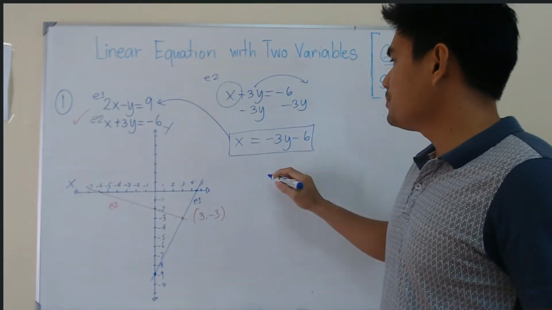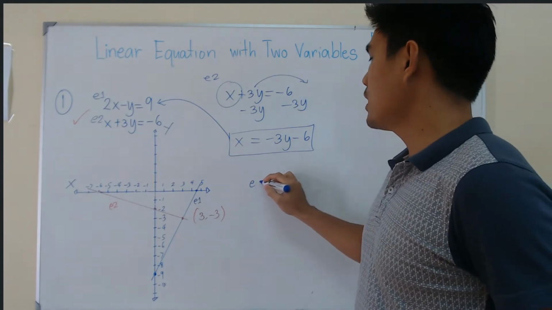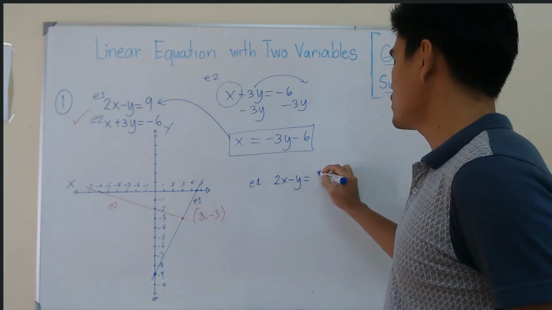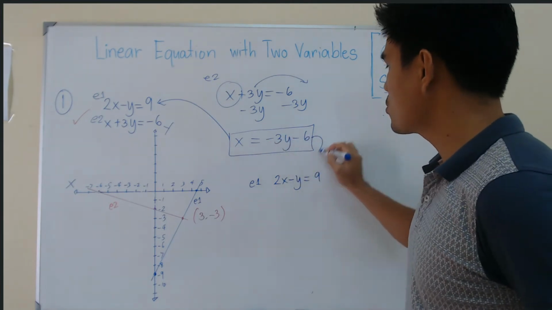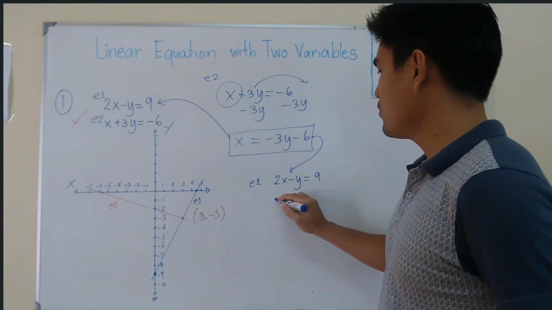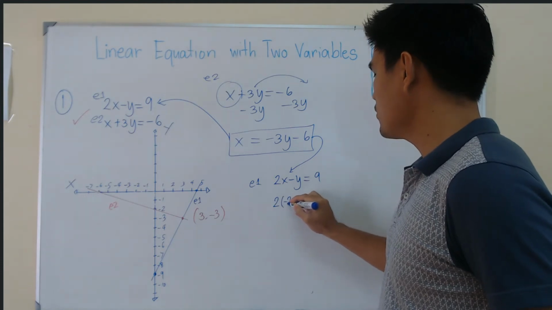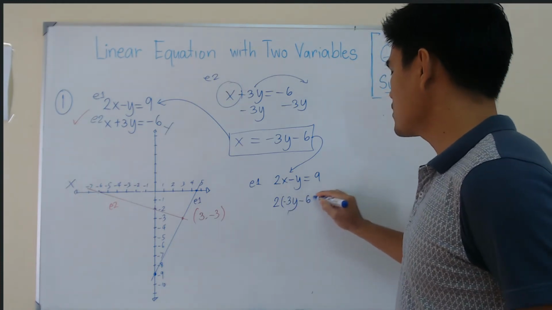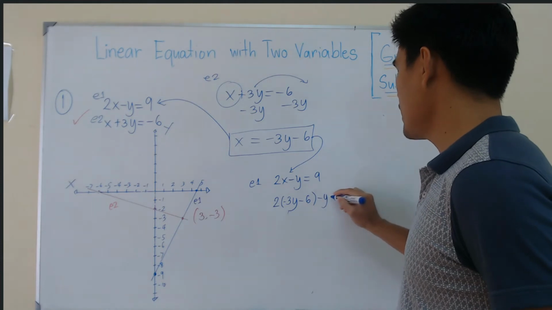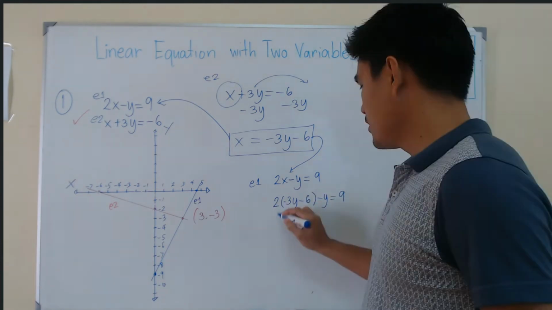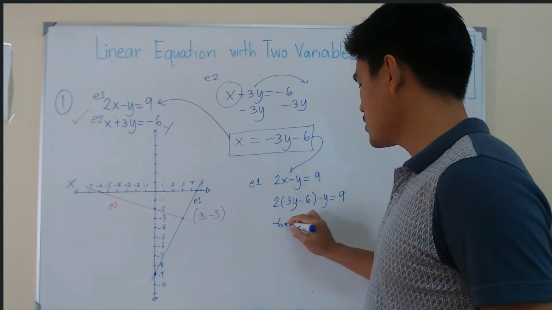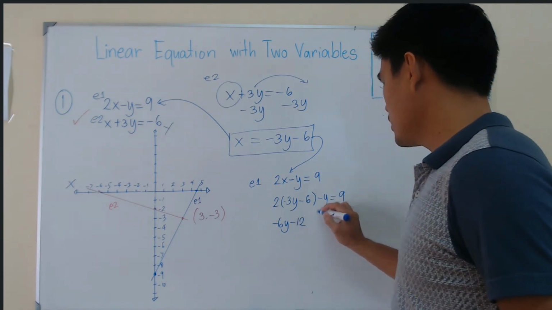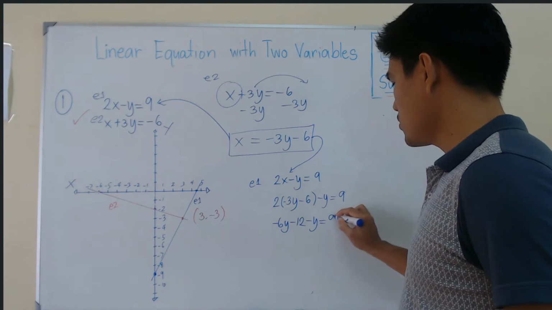So we have here equation number 1. We have 2x minus y is equal to 9. We're going to substitute this for x. So we have 2 times negative 3y minus 6, okay, minus y is equal to 9. Distribution, 2 times negative 3y equals negative 6y, minus 2 times 6 is 12, minus y is equal to 9.